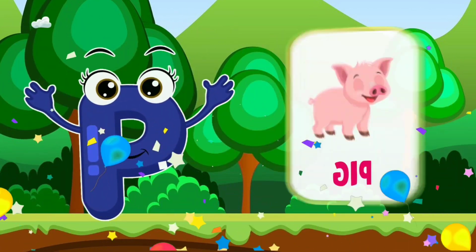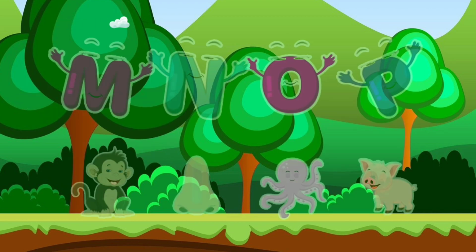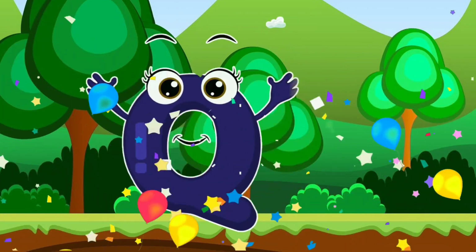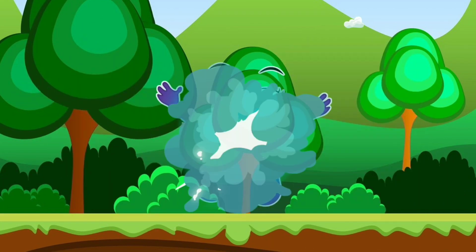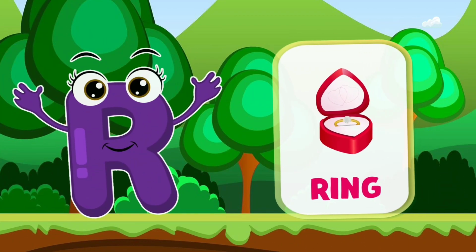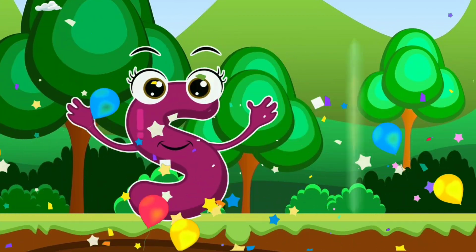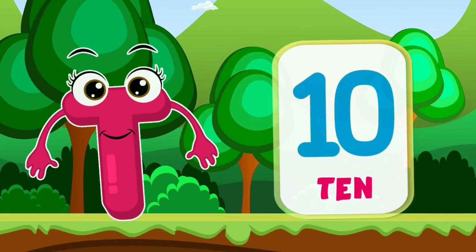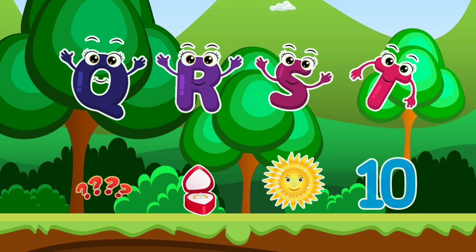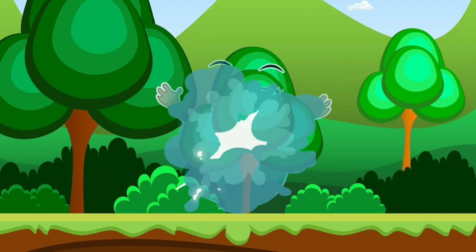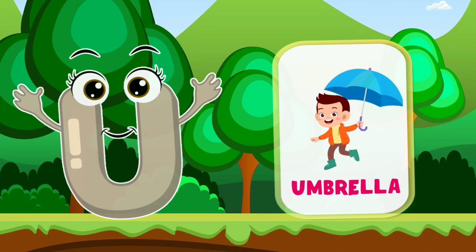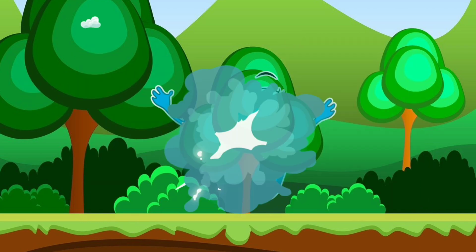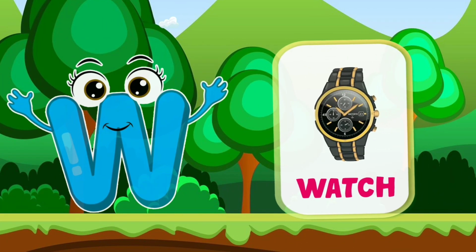P is for pig, pig. Q is for question, question. R is for ring, ring. S is for sun, sun. T is for ten, ten. U is for umbrella, umbrella. V is for van, van. W is for watch, watch.